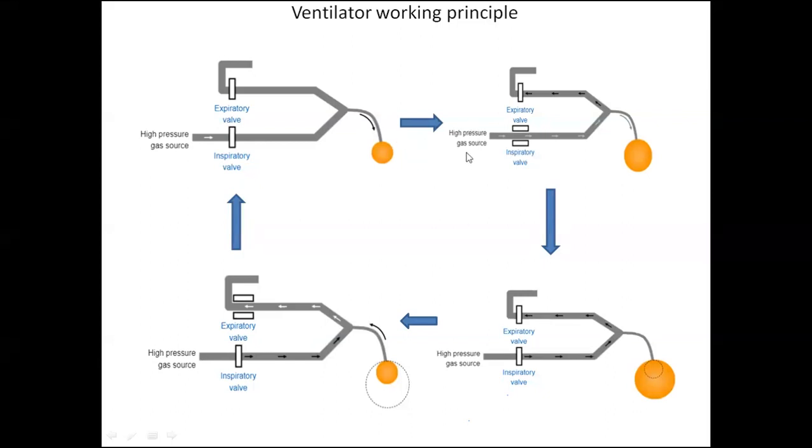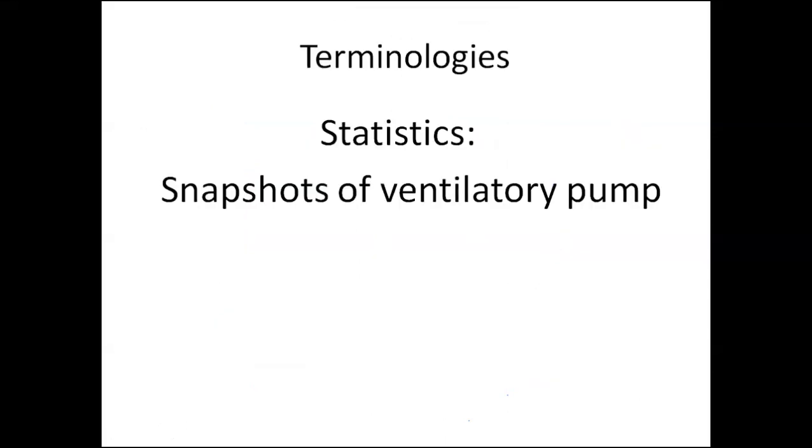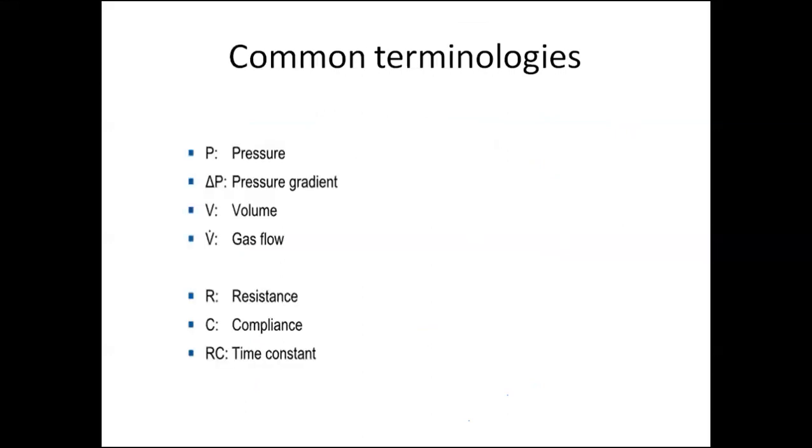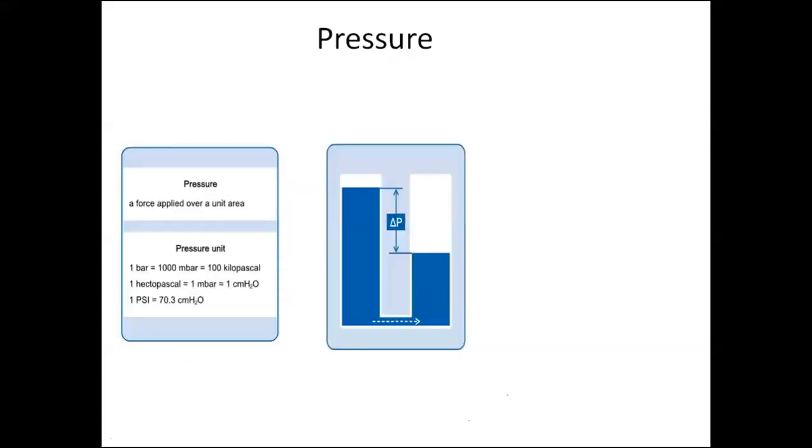So you have a high pressure source, and you have two valves which control how much pressure will be released in or taken out. That is the main control for ventilation. Now, more on the terminologies. The terminologies are mainly the snapshots of your ventilatory pump. The common terminologies are pressure gradient, volume, flow, resistance, compliance, and time constants. We'll go through them one by one. Don't worry about definitions.